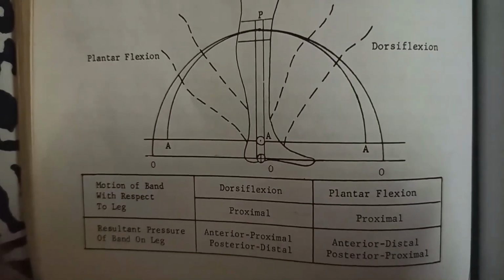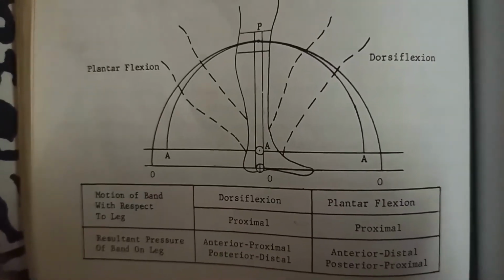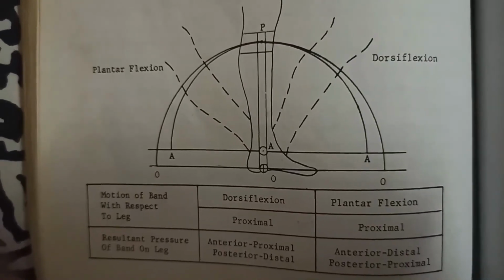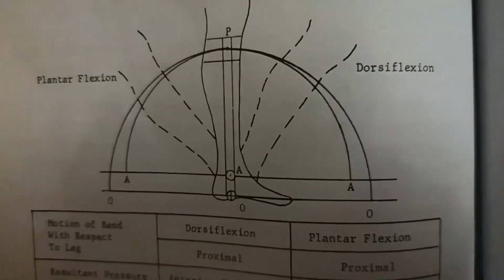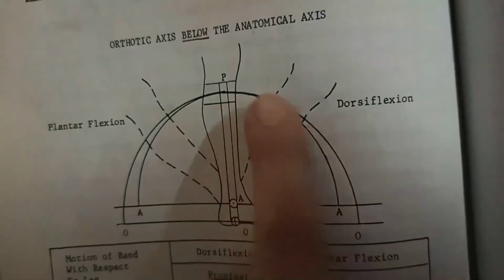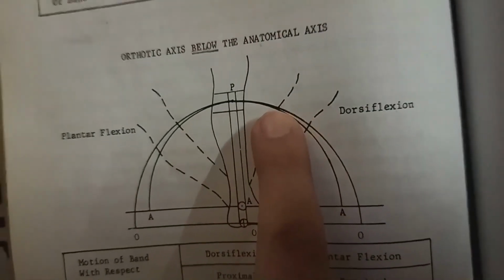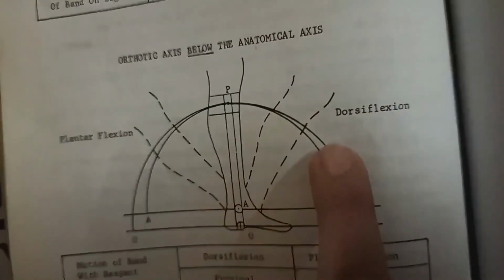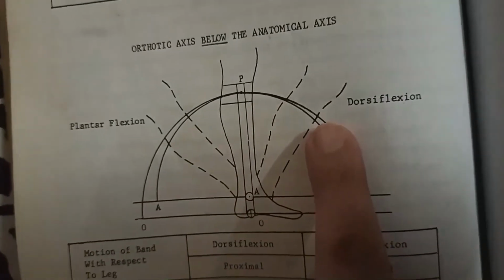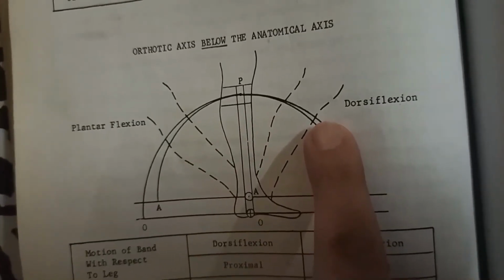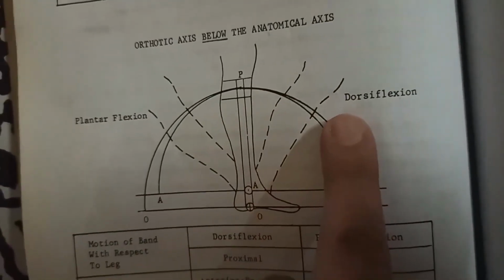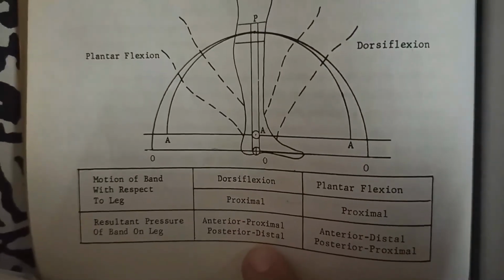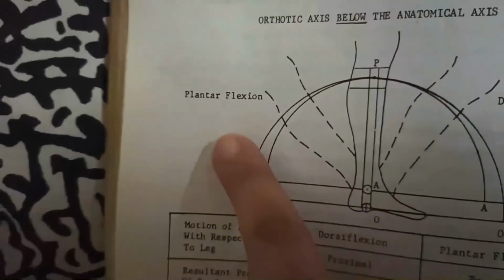Second is the resultant pressure of the band on the leg. For this we have to see the points of O at the posterior side and anterior side. First I will explain dorsiflexion. As you can see here, at the posterior side it is distal, away from the body, while at the anterior side it is closer to the body, which is proximal. So when the body moves in dorsiflexion, the pressure on the anterior side will be proximal and on the posterior side it will be distal. And the reverse is the case in plantar flexion.